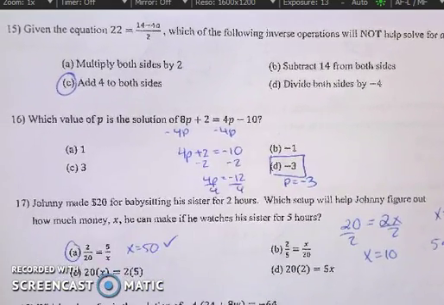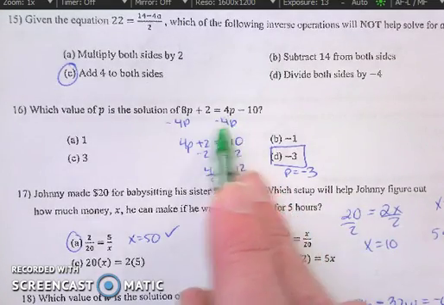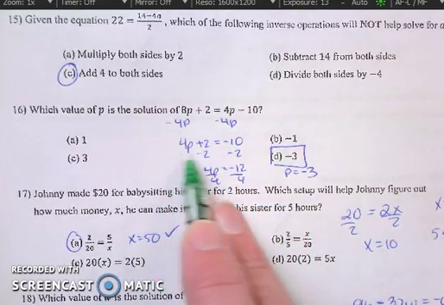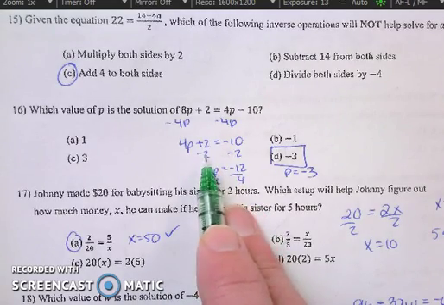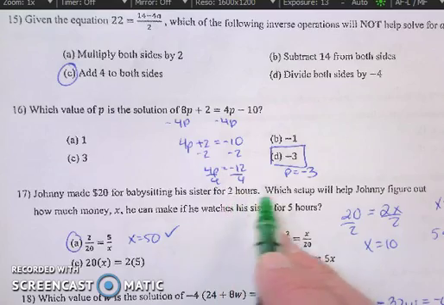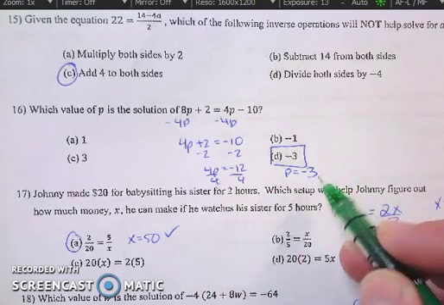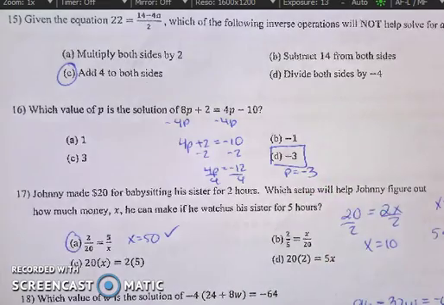Which value of P is a solution? In this case, we want to do the lighter lifting. Subtract 4P from both sides to get 4P plus 2 equals -10. Subtract 2. To get P alone, we get -12, and divide by 4, we get -3. 4 goes into 12 3 times. One's positive, one's negative, so we get -3.